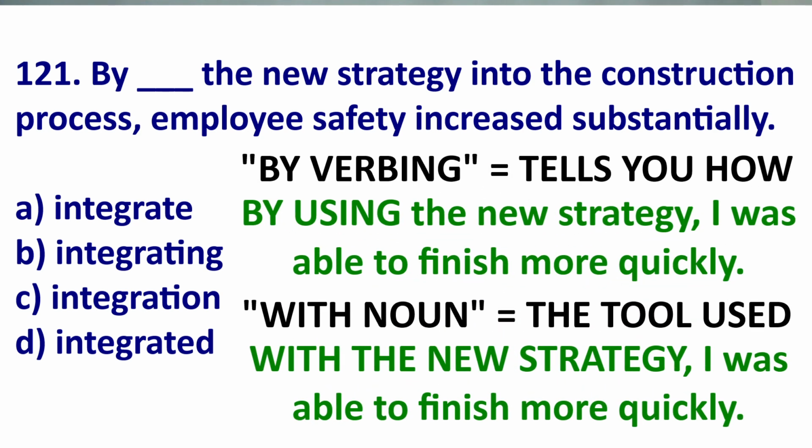By plus verb ing tells us how. With plus noun tells us the tool. Here's an example. By using the new strategy, I was able to finish more quickly. Okay, correct. With the new strategy, or with the use of the new strategy, I was able to finish more quickly. You can see the by is followed by verb ing to tell us how, and the with is telling us the tool that is being used.